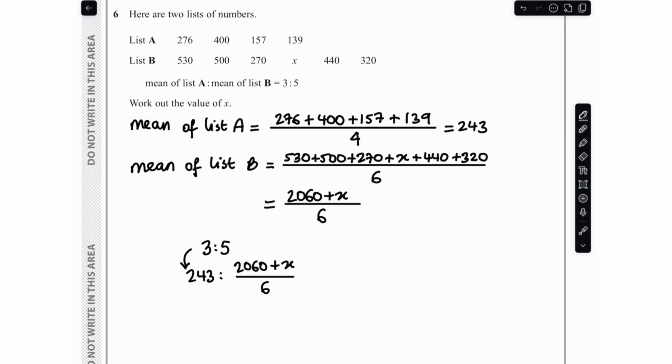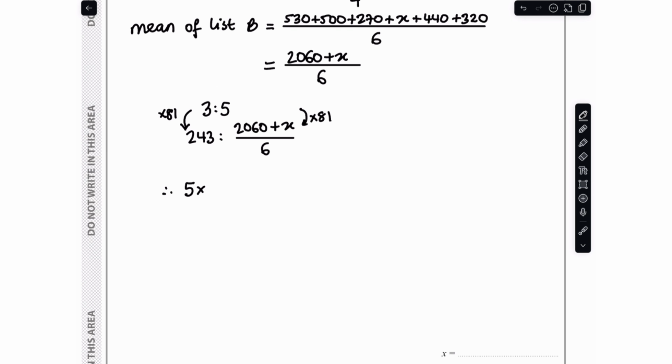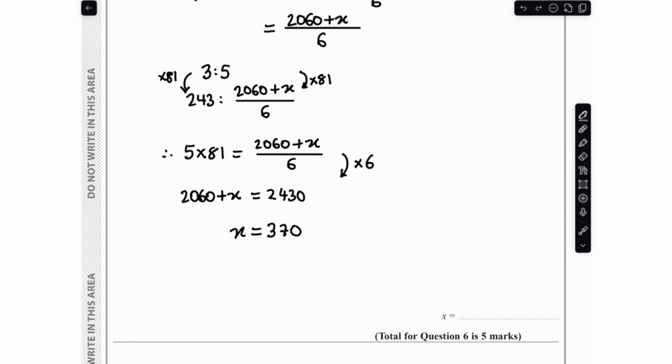So I know that I can multiply the left side by 81. And that also means I need to multiply the right side by 81. Therefore, 5 times 81 equals (2060 plus x) divided by 6. So I'm going to multiply both sides by 6, in which case I'll be left with 2060 plus x, and that equals 2,430. And so to obtain the value of x, I'm going to simply subtract 2,060 from both sides, and that gives me 370. And so the final answer is 370.